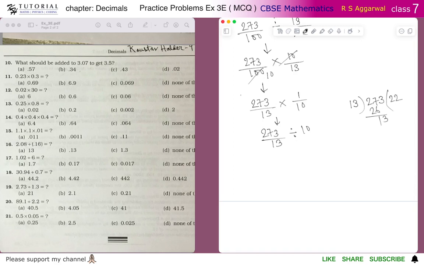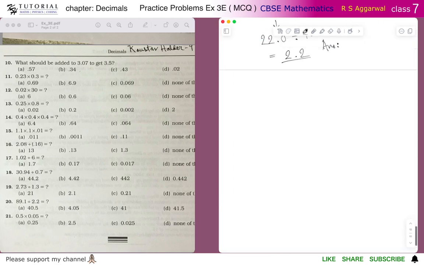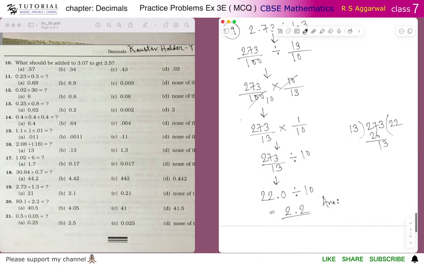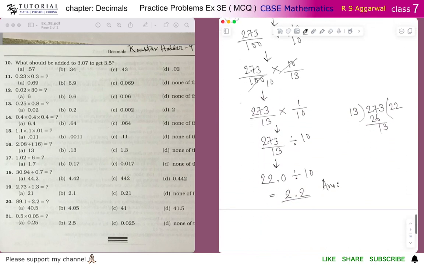This is 21.0 divided by 10. So this is a decimal number divided by 10, which means we have to shift the decimal point to the left by one digit. So this becomes 2.1 is the result. So the choice will be 2.1.